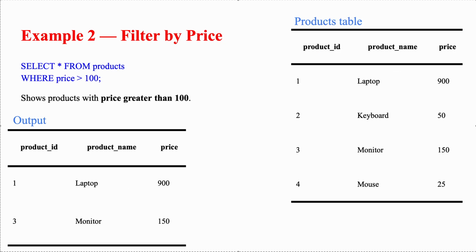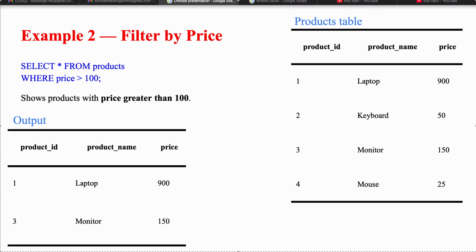In this example, we are working with a products table. We want to see only products that cost more than 100. We use WHERE price > 100. The database gives us only the products that match this condition.